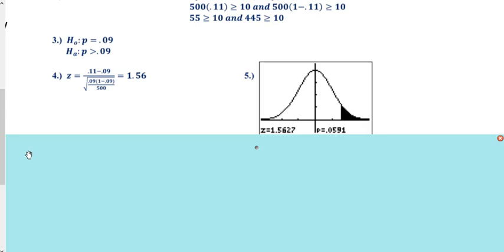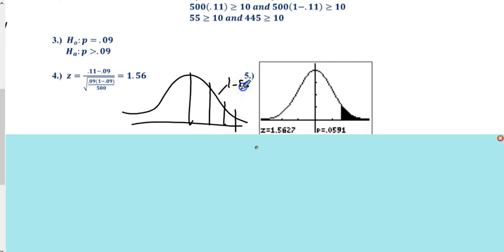Anyway, you're probably just going to sketch it out like this. You go 0, 1, 2, 3, 1.56. You know, that's all you need to do. It's not that big of a deal.